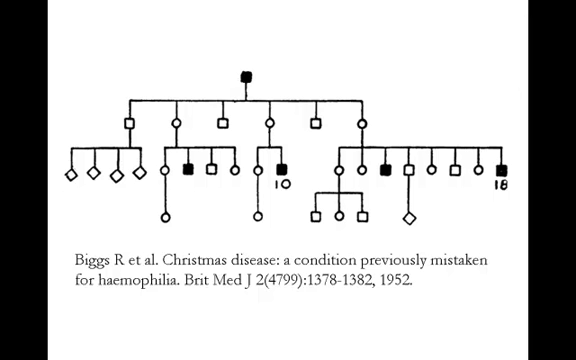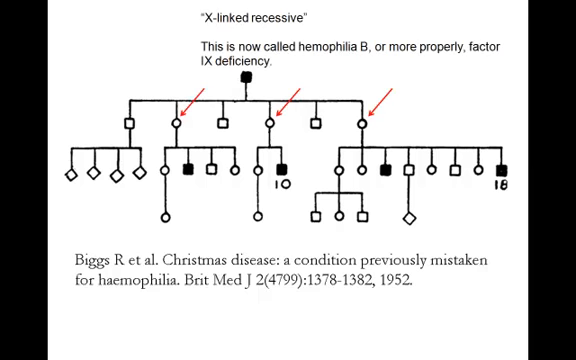Only males are affected. Females are unaffected. All 3 of the females in the second row are carriers. So if we have female carriers and only males are affected, then what kind of disease is this? It's sex-linked or X-linked recessive. The disease is now called hemophilia B and is a relatively rare form of hemophilia. It's caused by a factor IX deficiency.